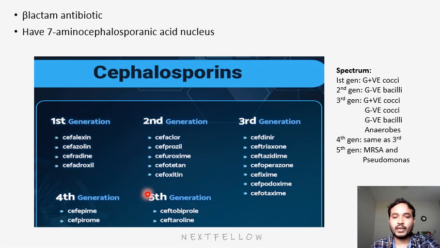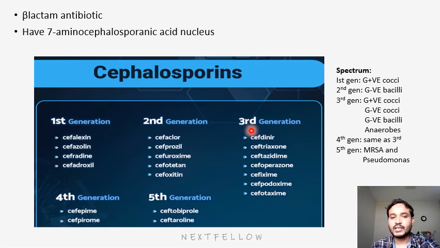The rest will be second generation only. In second generation, the exception is cefaclor. It starts with CEF, but A is also there. Next one is cefuroxime. If you see ME, it doesn't go to third generation. It is in the second generation. That's how you can remember.